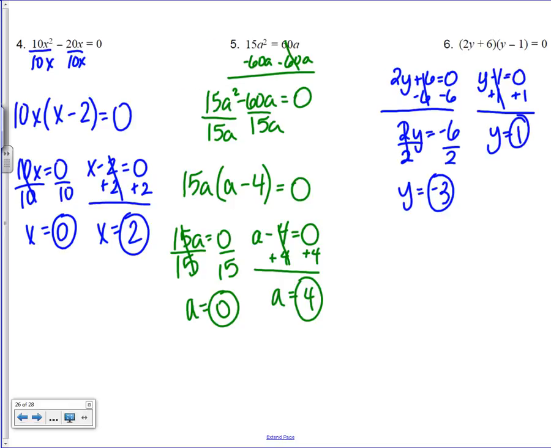Now you might be thinking, well, Mrs. Cannon, I don't see a power of 2 up there, so how can there be 2 answers? But folks, with those parentheses, that's multiplication. And if you were to distribute that thing out, you would end up with a y squared. Hence, you should have 2 answers.